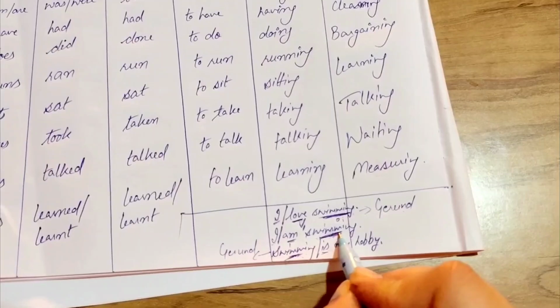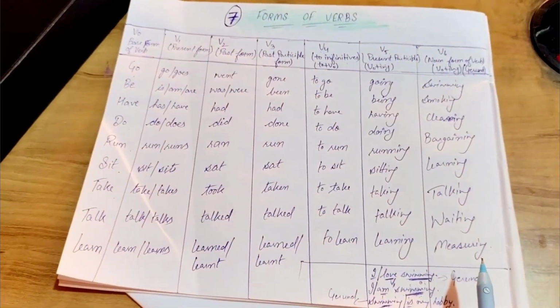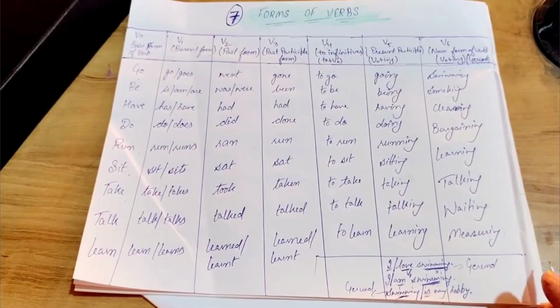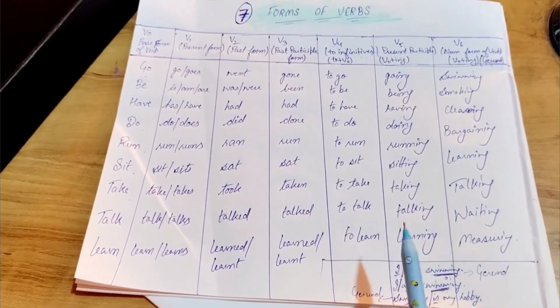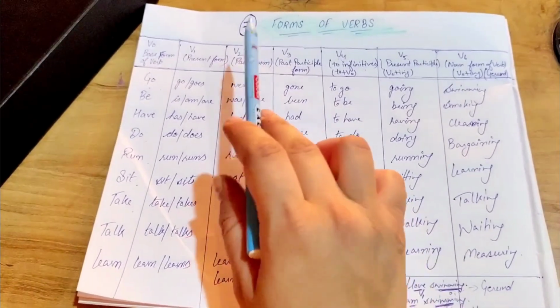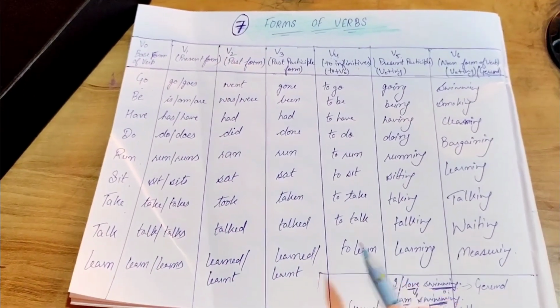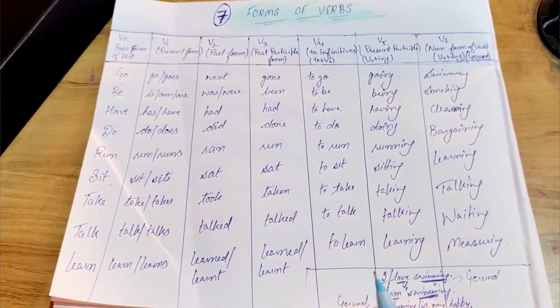So I hope this lecture would be beneficial for you all, and I think most of us do not know about these forms of verbs, but as English teachers or as English students, we should keep these 7 forms in our minds so that we can teach our students also. If you have any kind of questions in your mind, you can ask me in the comments below.